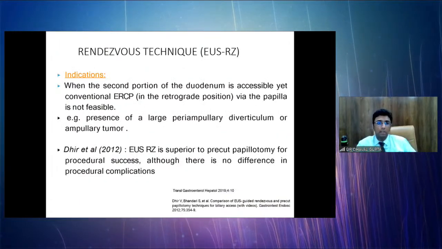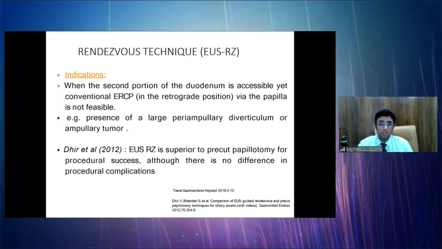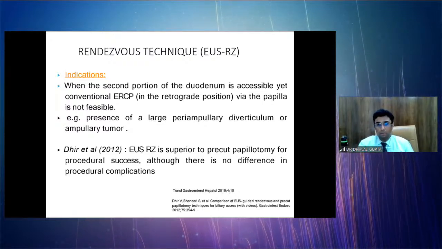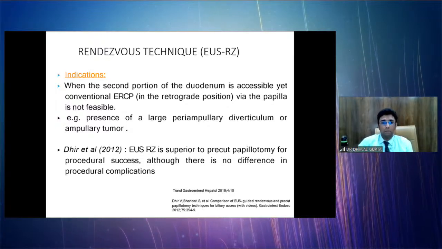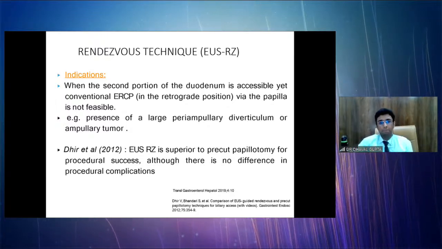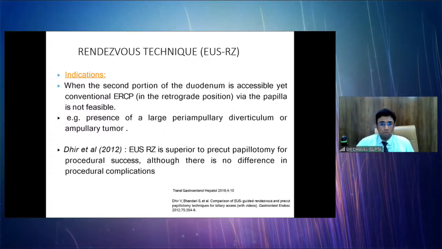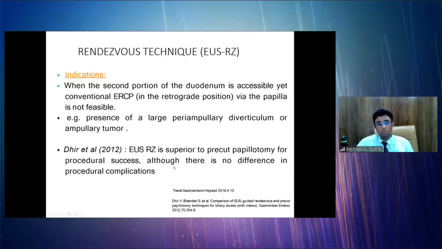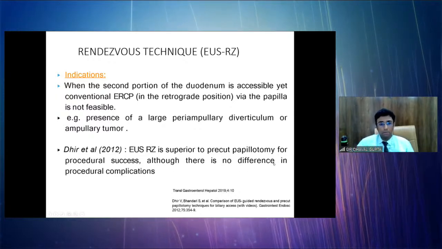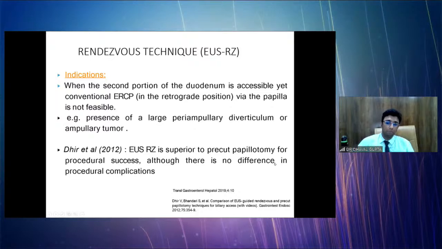The rendezvous technique is indicated when the second portion of the duodenum is accessible, but conventional ERCP failed via the papilla, and when there is a large periampullary diverticulum or an ampullary tumor. And Dr. Vinay's study has shown that the US rendezvous is superior to pre-cut papillotomy for procedural success, although there was no difference in procedural complications.